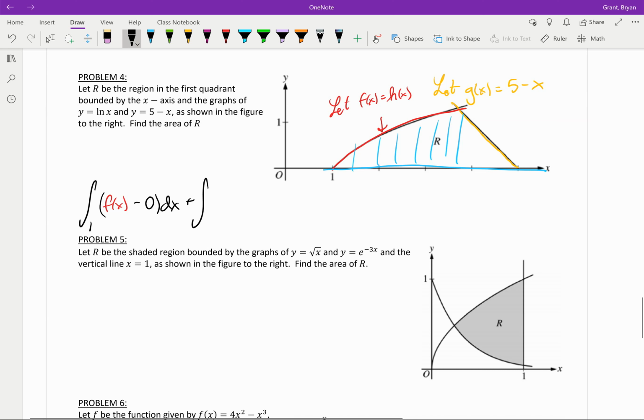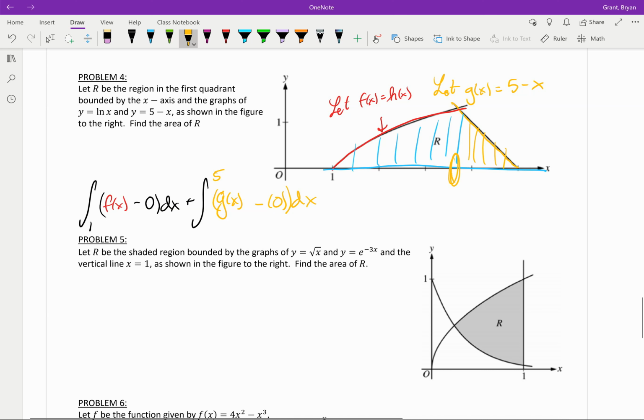And then we need to add on our second integral, which is going to be this piece over here. This is going to integrate the function 5 minus x. Oh, but we called that g of x. That's way easier. G of x minus 0 dx. Missing a parenthesis there. There we go, parenthesis. It should be something like that. Perfect. And then from where to where? Well, from 1 to somewhere, and then from somewhere to 5, 1, 2, 3, 4, 5, that makes sense.